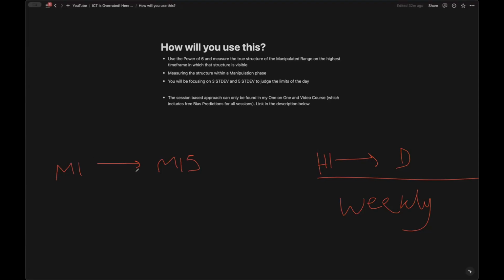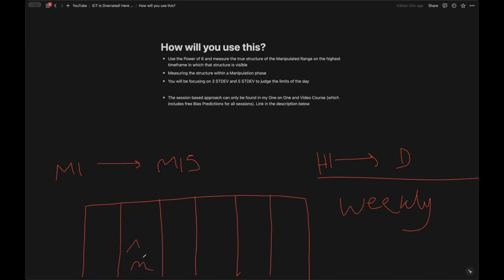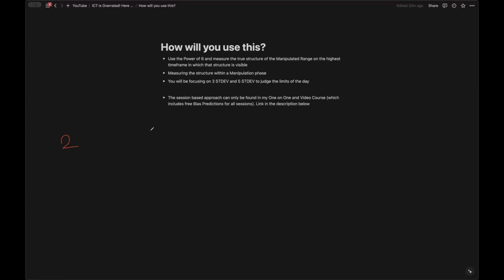So you want to be measuring the structure that occurs within the manipulation phase. You know that we can divide everything by 6, right? So 1, 2, 3, 4, 5, and 6. So let's say this is M. You want to be measuring the structure from the 5 minute, 1 minute all the way to the 15 minute, and that is going to give you your projection for, in this case, the high of the day. You'll be focusing on 3 standard deviations and 5 standard deviations to judge the limits of the day. You are not going to be using 2, you're not going to be using 4.